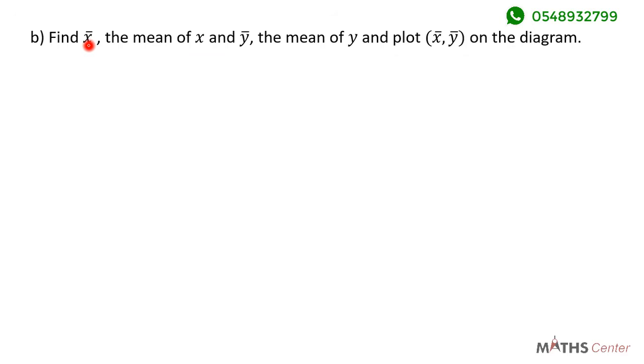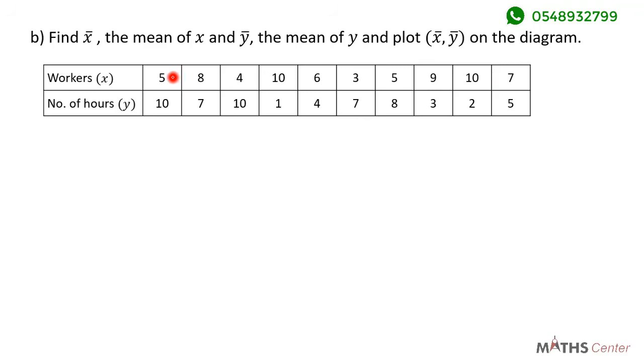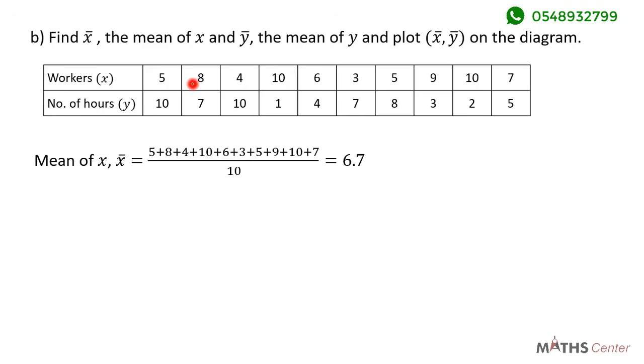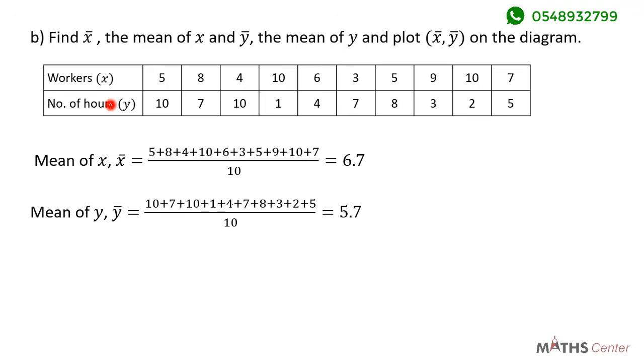It says that we should find x mean, the mean of x, and y mean, the mean of y, and plot it on the diagram. So you find the mean of the x values, you find the mean of the y values, and then you plot it on the diagram. To get the mean of the x values, you add all of them together and divide it by their number. They are 10 in total. So you add 5 plus 8 plus 4 plus 10 plus 6 plus 3 plus 5 plus 9 plus 10 plus 7. And you divide that by 10. That gives us 6.7.